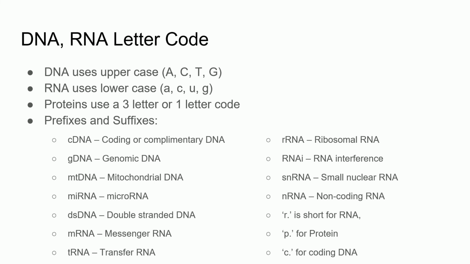tRNA for transfer RNA, rRNA, ribosomal RNA, RNAi to describe RNA interference, snRNA, small nuclear RNA, ncRNA for non-coding RNA, and then we have certain letters for designating genetic material or their products. R is short for RNA, P for protein, C for coding DNA, G for genome.